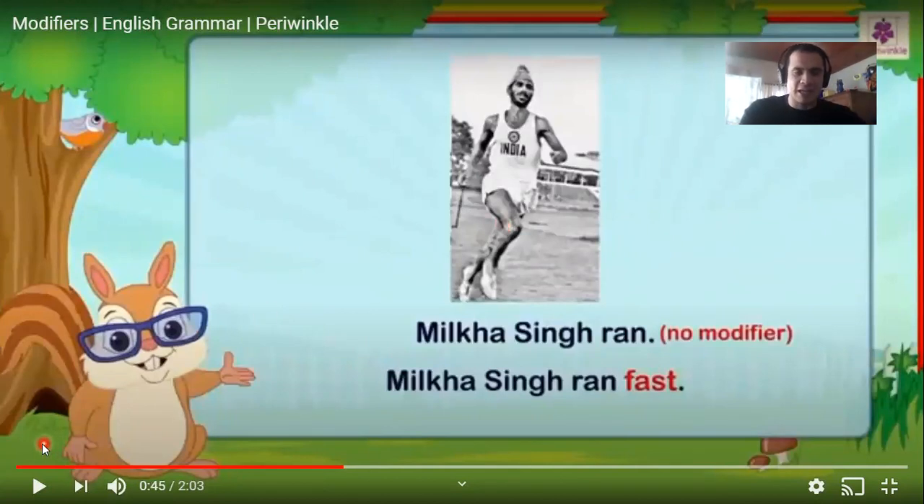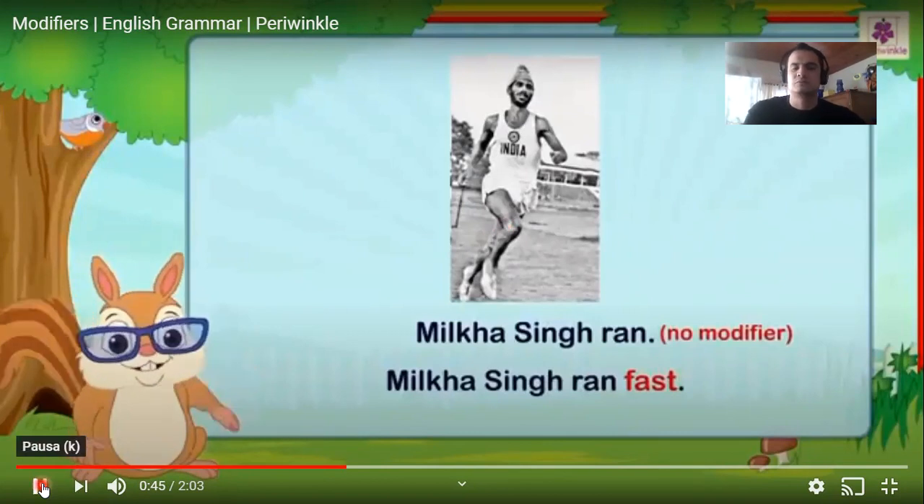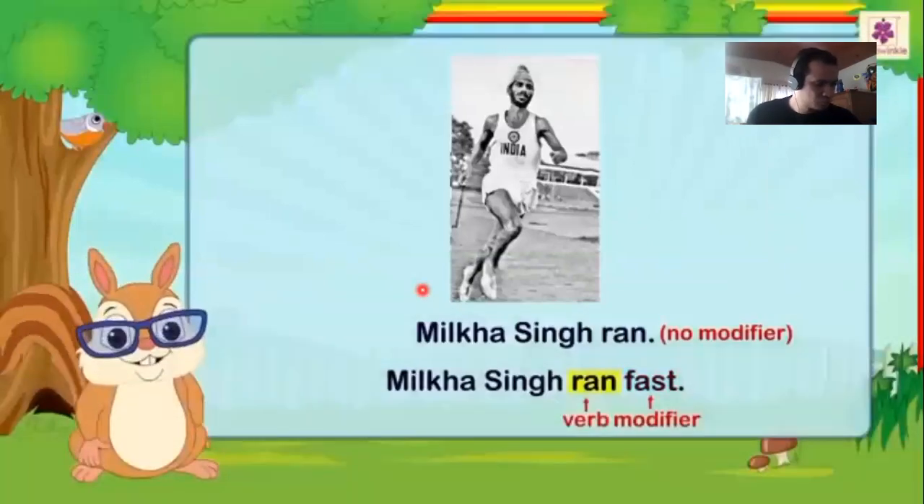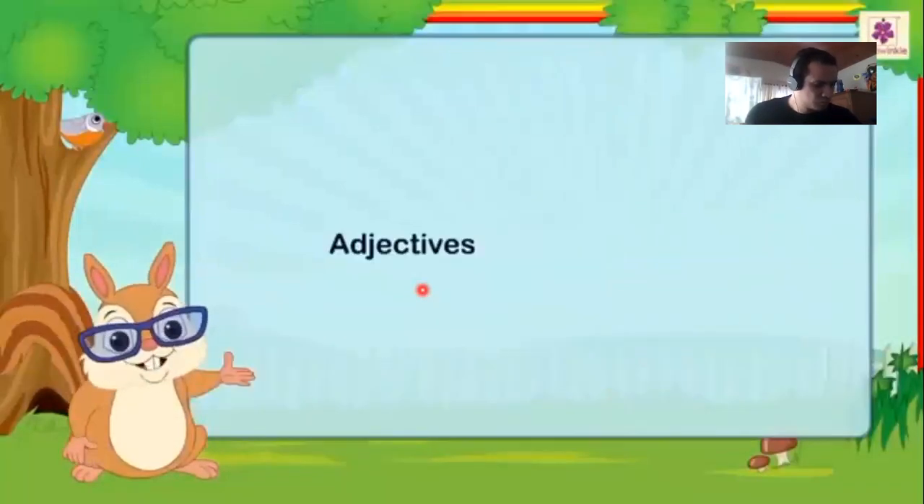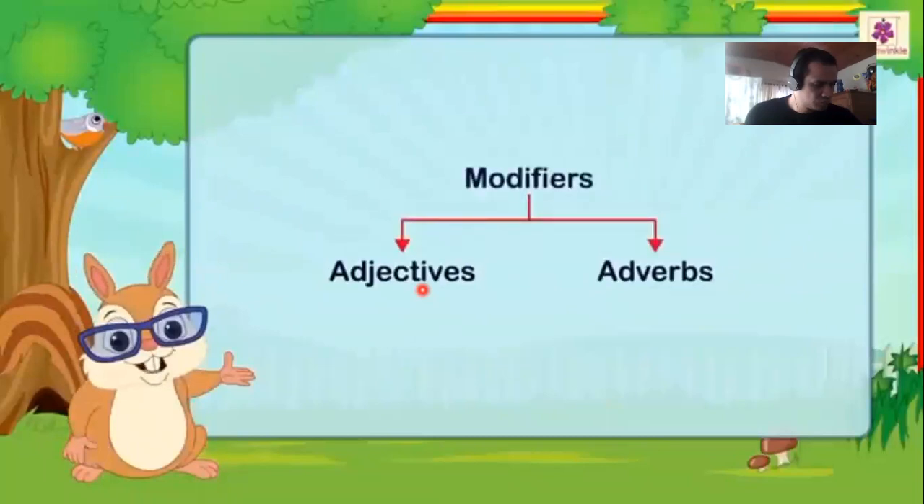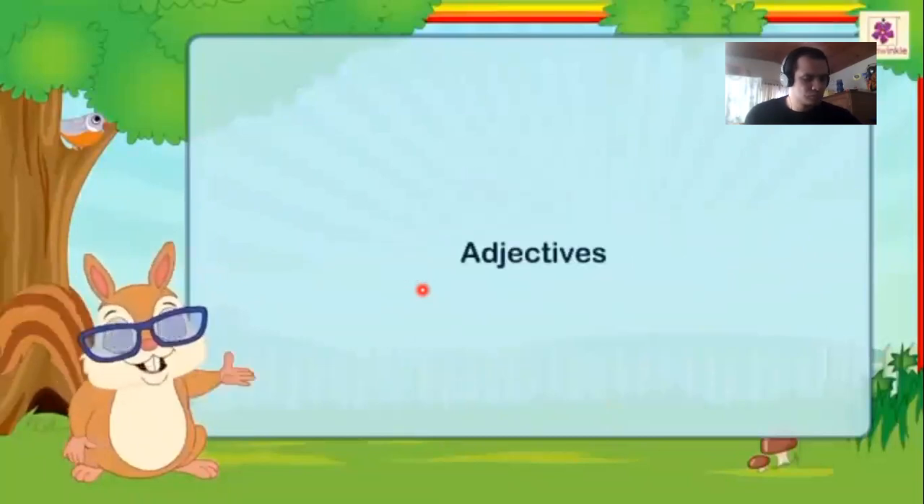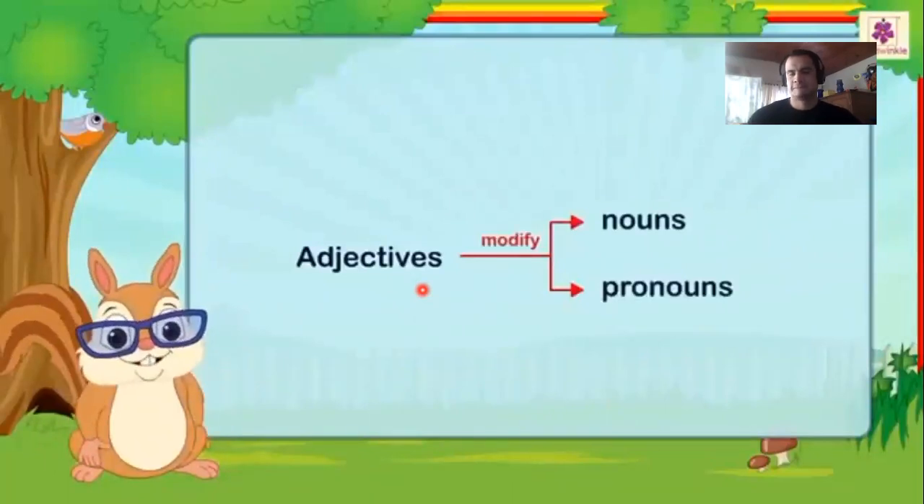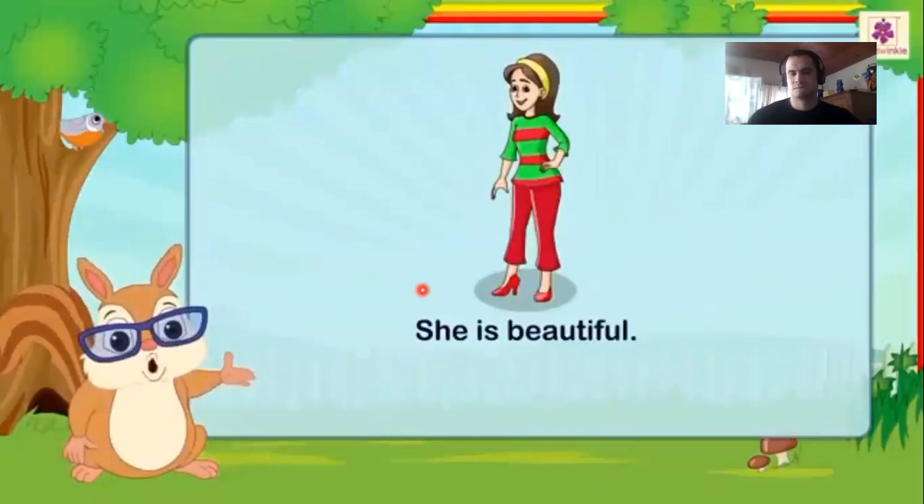Okay, let's watch another example. Fast. The modifier fast is modifying the verb ran. Adjectives and adverbs are modifiers. Adjectives modify nouns and pronouns. For example, she is beautiful. Here, the adjective beautiful modifies the pronoun she.